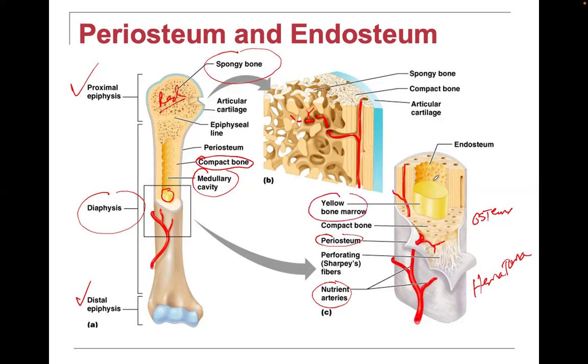You can see the yellow bone marrow right here in the center in that medullary cavity. This is the periosteum on the outside, and on the inside here, that is the endosteum. The endosteum. You can see what spongy bone looks like here. Very porous, very spongy. These are all what we call trabeculae.